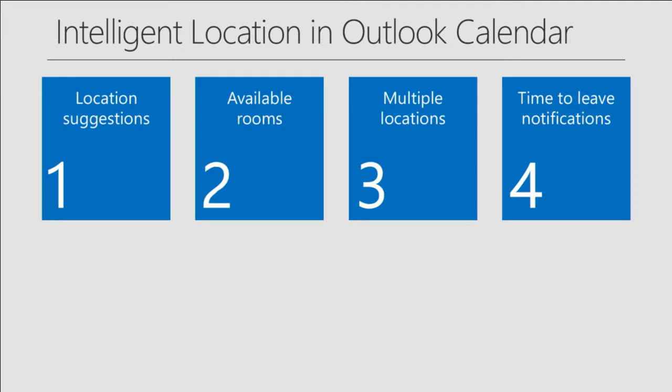Two ways. So we're going to make locations intelligent in calendar so that it's easy for you to add a place when you're scheduling an appointment or a meeting. And then once you've got that location in your calendar, the second thing that we're going to help you to do is make sure that you remember to show up on time for that appointment. So we're going to give you some notifications. So I'm going to walk through a series of demos to show you this.